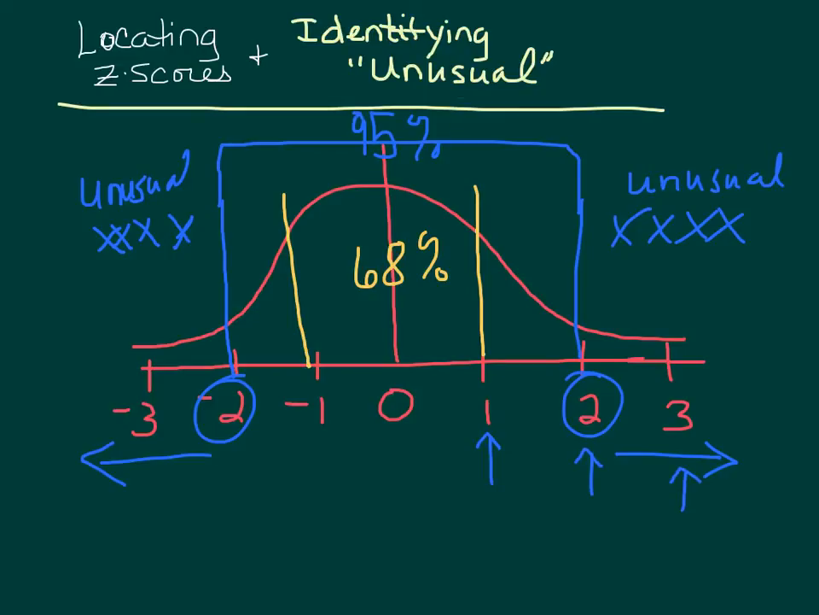Your positives are on your right of your mean, your negatives are on your left. So it's just like a regular number line. So you've got 1, 2, 3 on the right, -1, -2, -3 on the left, and unusual values fall out beyond the 95% of data or beyond 2 standard deviations. So let's see how this would look on one of your homework problems.